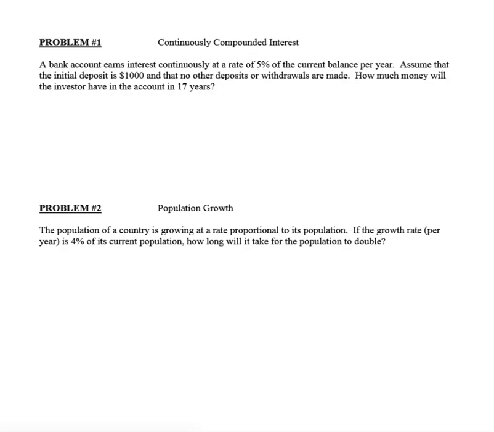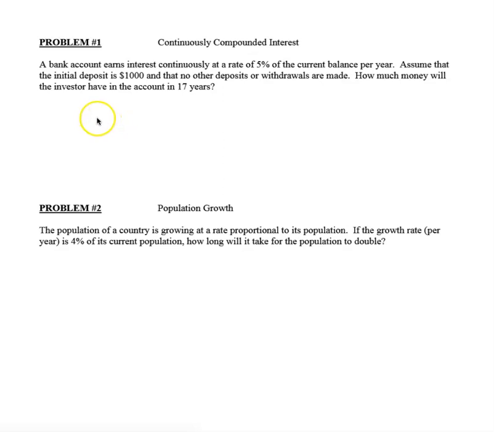All right, let's do two practice problems for growth and decay differential equations. So the first one says that you have a bank account earning interest continuously at a rate of 5% of the current balance per year. So that is a rate proportional to the current amount, which means you must assume that this is a growth and decay diffy-q. Then they're telling you that the initial deposit is $1,000 and no other deposits or withdrawals are made. Question is, how much money will the investor have in 17 years?